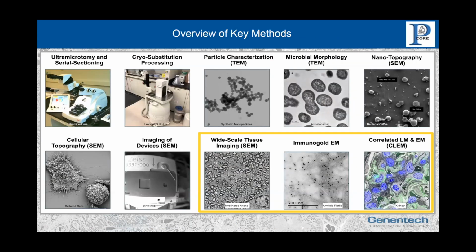Now, because we collaborate with so many departments, it's important that we have many different sample preparation protocols. And so we specialize in helping our investigators with particle characterization, microbial morphology, high resolution topography SEM, cellular topography SEM, device imaging, and wide scale imaging of tissues, which I will talk about in the next slides. Standard immunogold EM, often in combination with negative staining, and correlative EM.